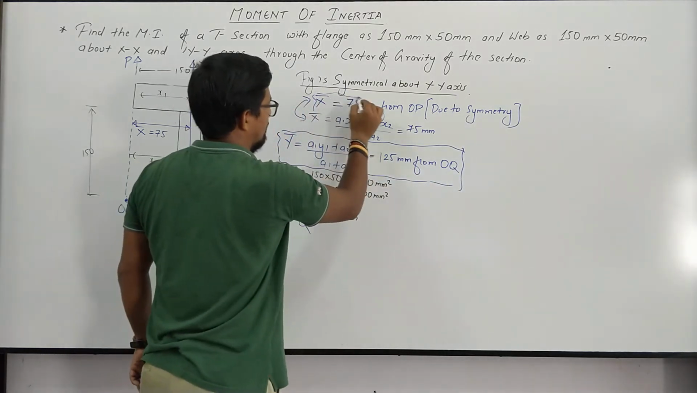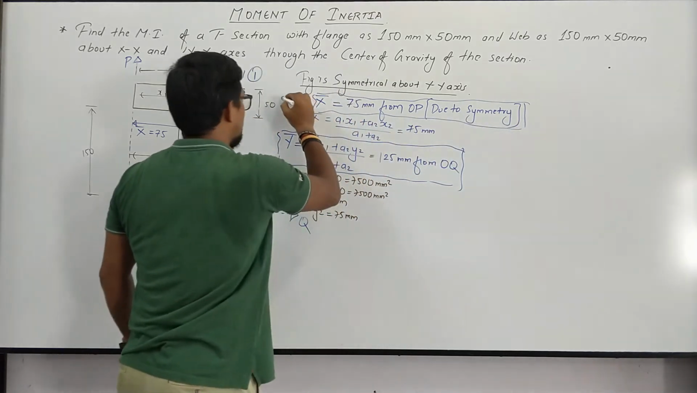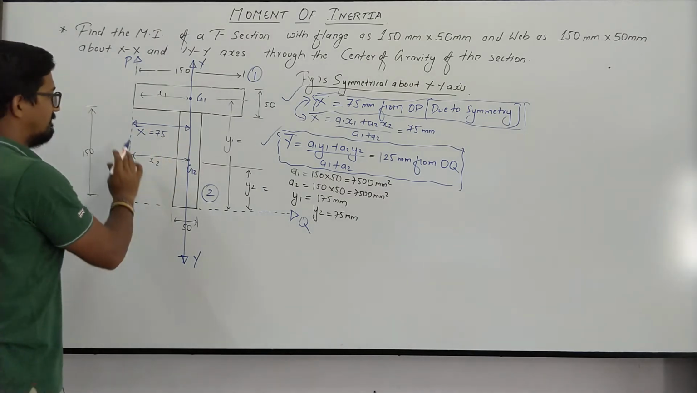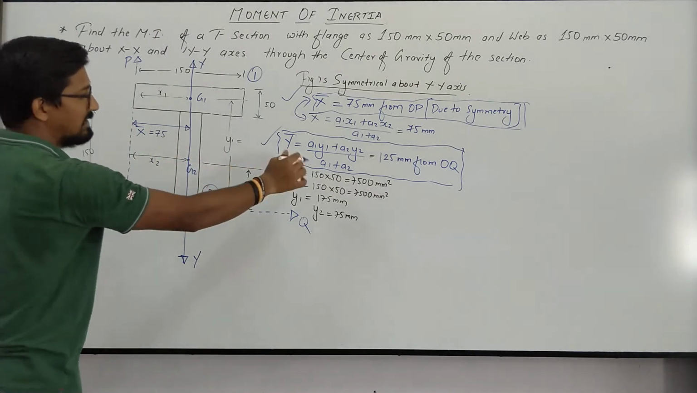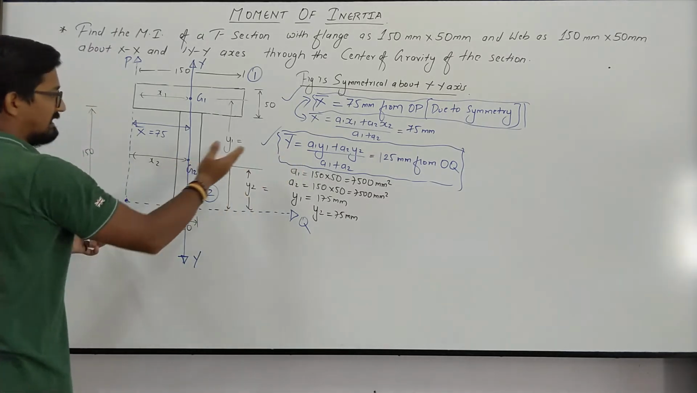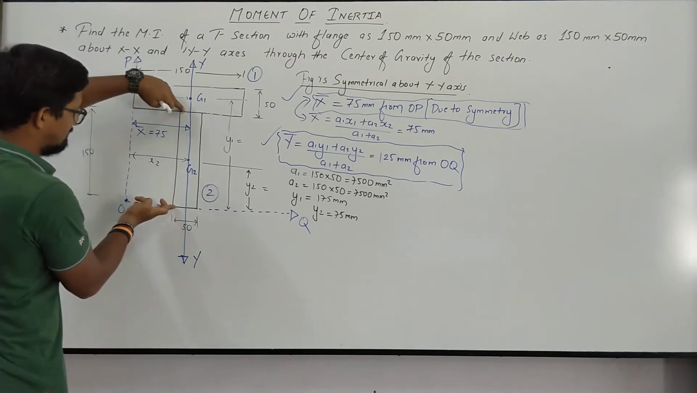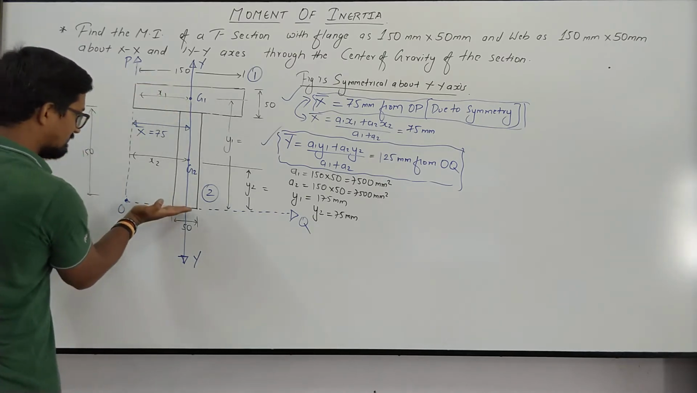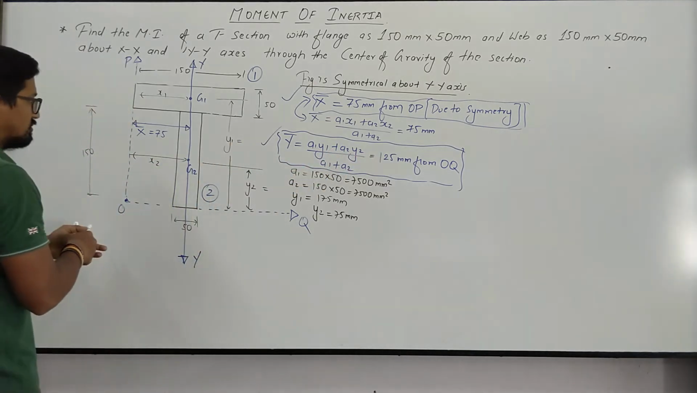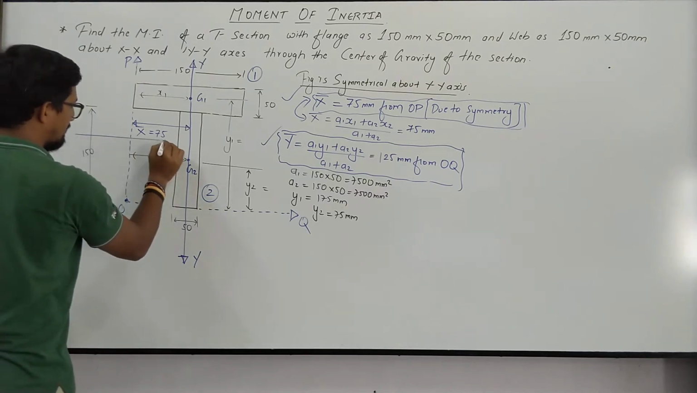This is x bar, correct? So our x bar and y bar is done. x bar is 75 mm from OP and y bar is 125 mm from OQ. So let us draw the x axis with the help of y bar. This web is 150. So it is 125 mm from OQ, so it will be somewhere here, correct?